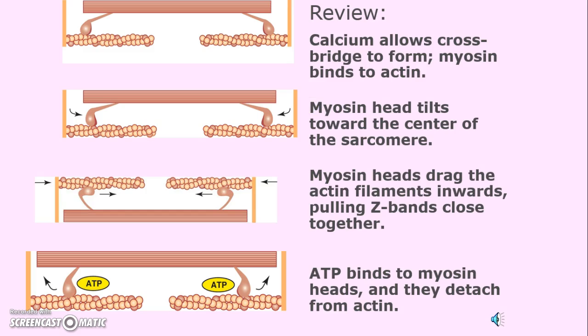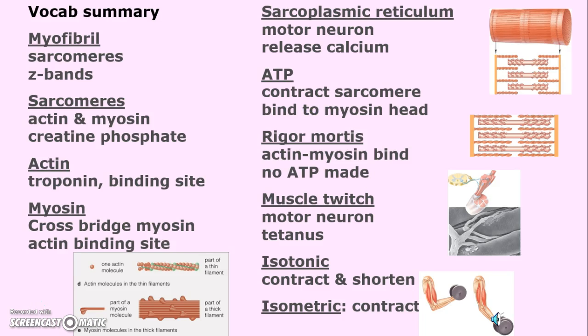Review here. We have those cross bridges. We have myosin, actin. Myosin is going to make that cross bridge. ATP is required for the power stroke. A little vocabulary: myofibril, that's just the fibers. Sarcomere is that contractile section of the muscle tissue. It releases creatine phosphate to turn ADP into ATP, high energy. Actin is the action one, myosin with the power stroke.